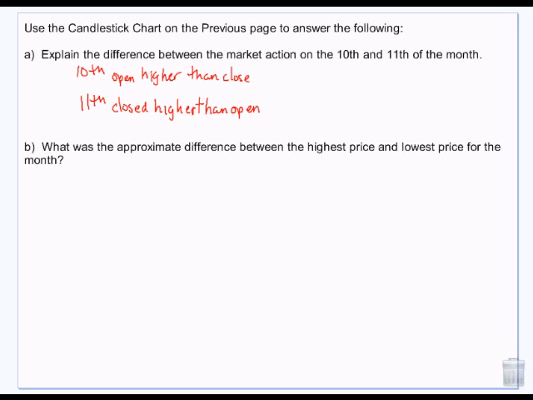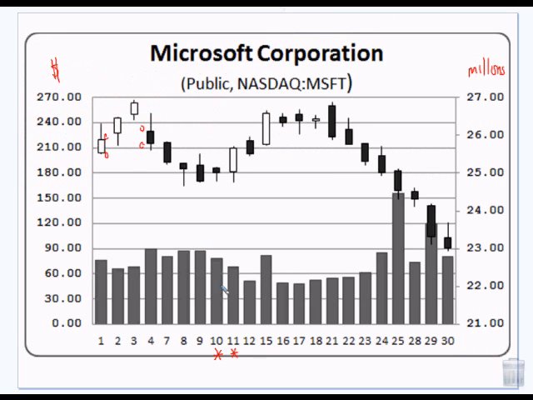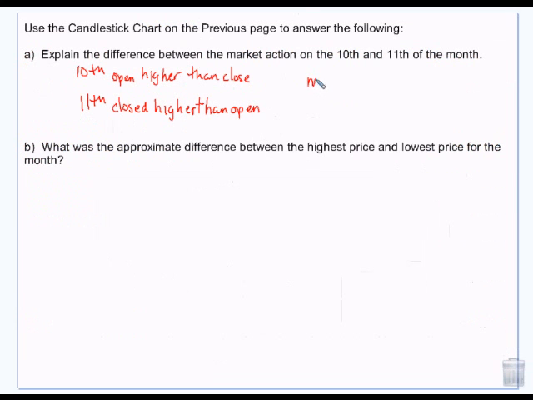Now, the other thing that we can tell looking at this between the 10th and the 11th is that the volume of sales decreased between the 10th and the 11th. Or they're not sales, sorry. I need to stop calling them sales. They're trades, because they're both buying and selling.